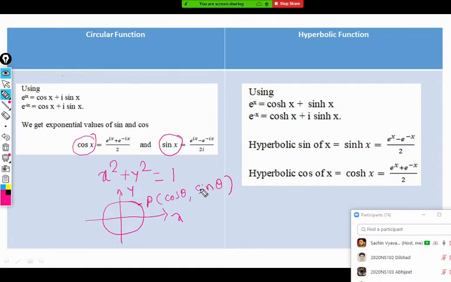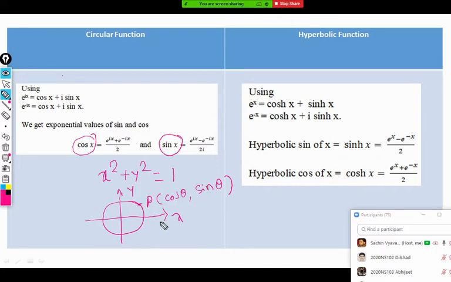Sir, yes sir, in the second part, e to the power minus ix will be cos x minus i sin x, no sir? Correct, so I will correct it. Yeah, you are correct there. There is a mistake on both sides. I will correct it. Very good observation. So the first thing I will tell you, these cos theta and sin theta are circular functions.